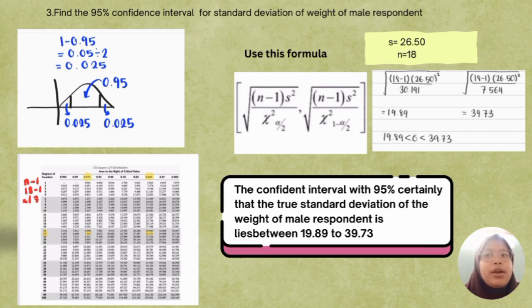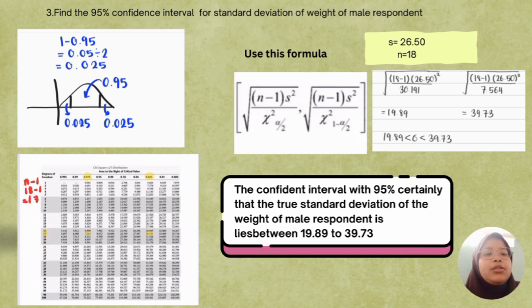Question 3. Find the 95% confidence interval for the standard deviation of weight of male respondents. The graph of chi-square always starts at 0, so the 95% confidence interval is located in the middle area, so the total outside is 0.05. That means it's going to be 0.025 on the left and 0.025 on the right. Next, we need to find the chi-square value using the chi-square distribution table. Firstly, the degrees of freedom need to be n minus 1, where the number of males is 18. So 18 minus 1, we get 17.